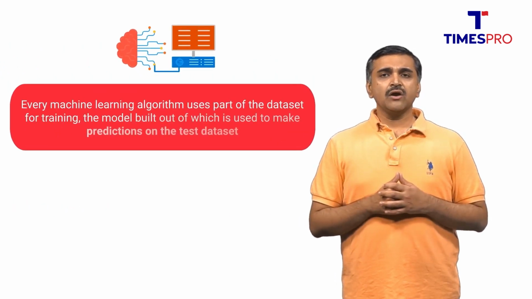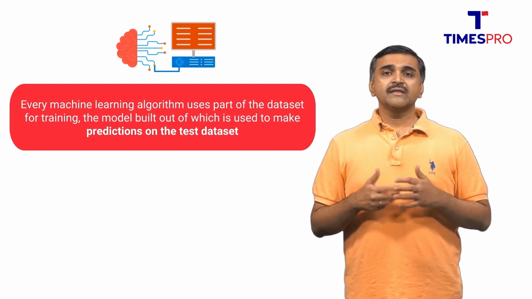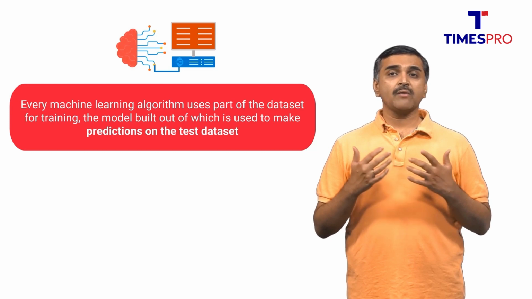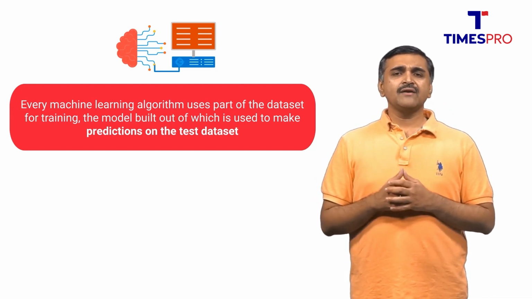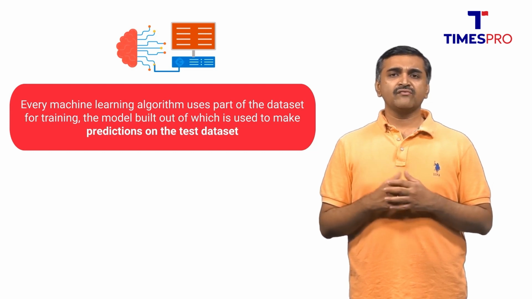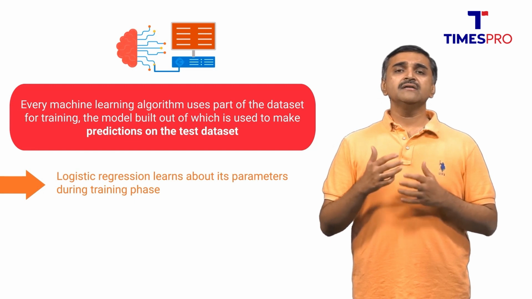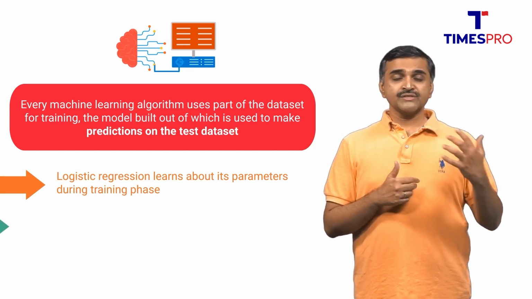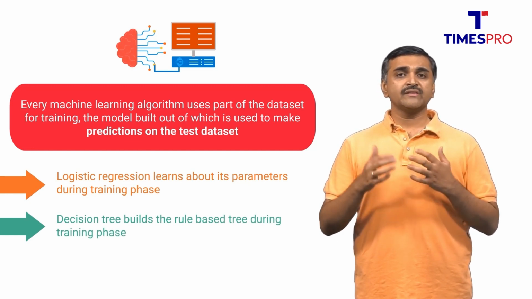Every machine learning algorithm uses part of the dataset for training. The model built from the training dataset is used to make predictions on the test data. Let's understand what happens during the training phase. Logistic regression, for example, learns about its parameters during the training phase. Decision tree, on the other hand, builds the rule-based tree during the training phase.